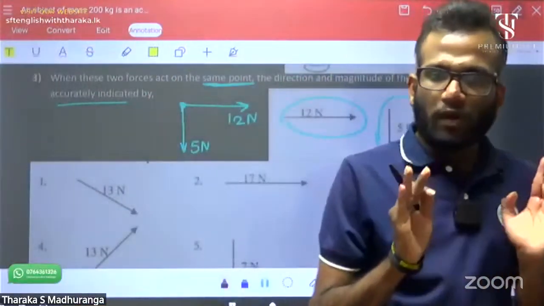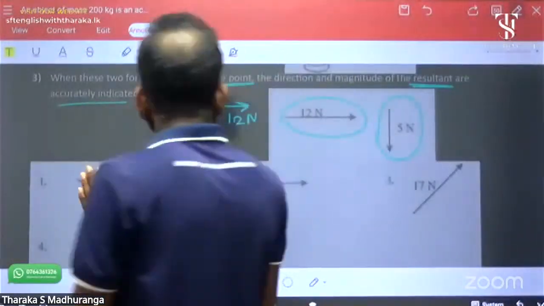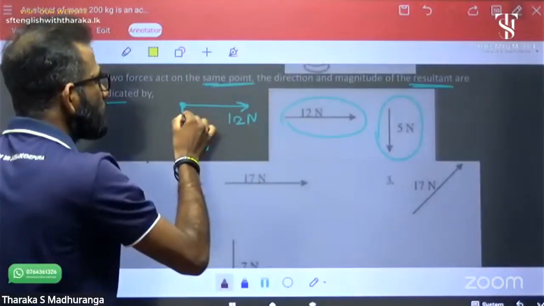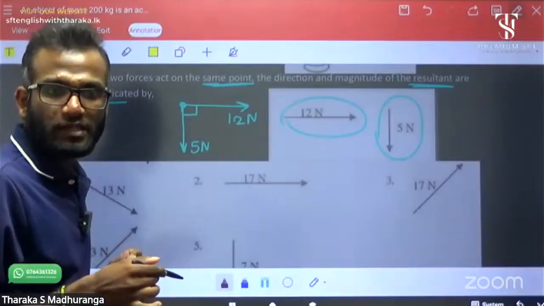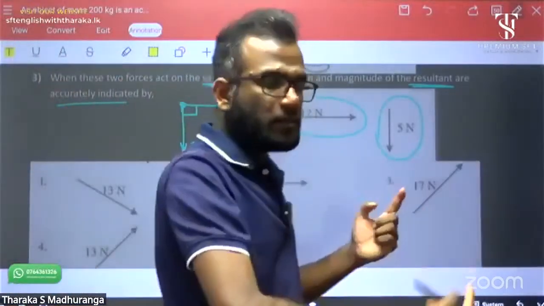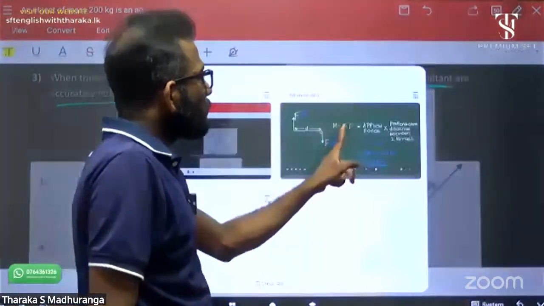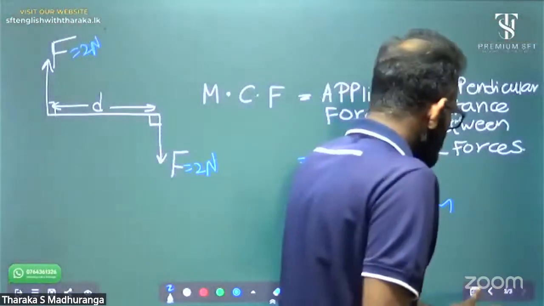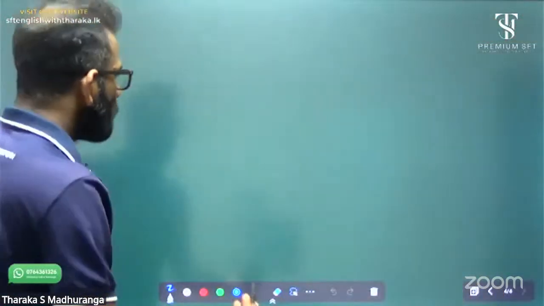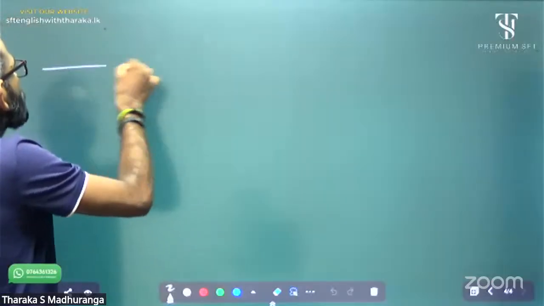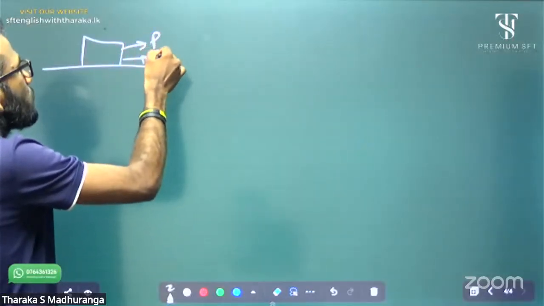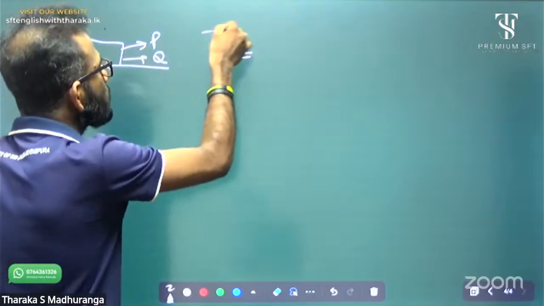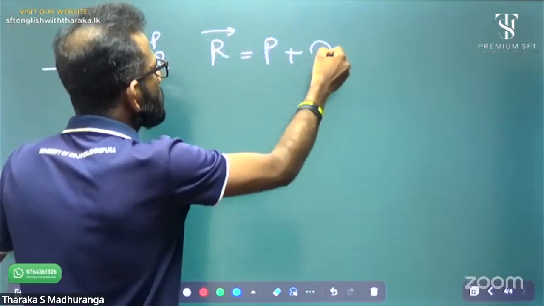Okay, now how about the two forces? What is the angle? It is 90 degree, no? Then it is two forces acting along perpendicular directions. In the lesson, I explained 4 result force types. I revised two forces acting along the same direction, P and Q. How to get the result force? R equals P plus Q.